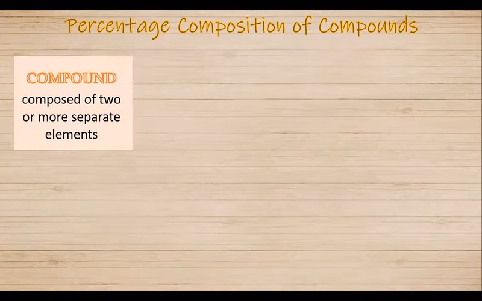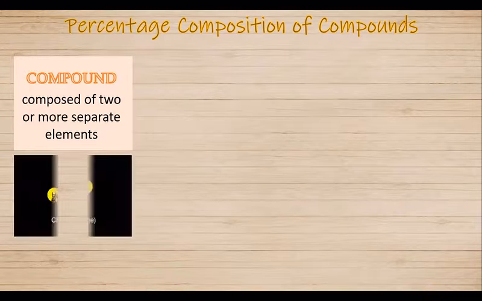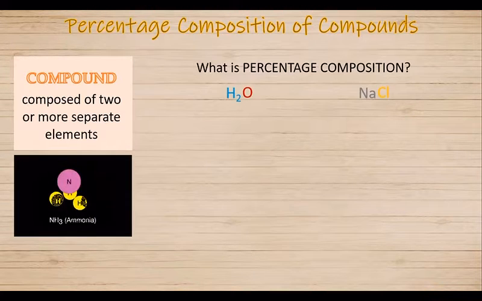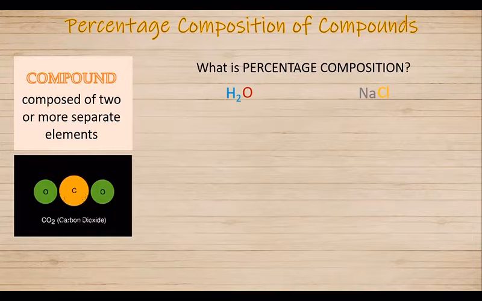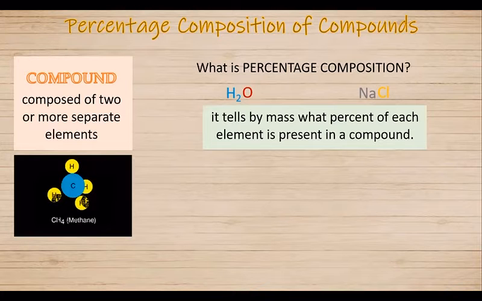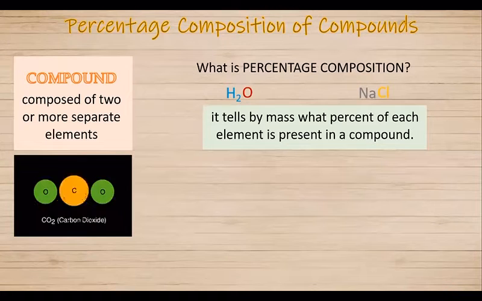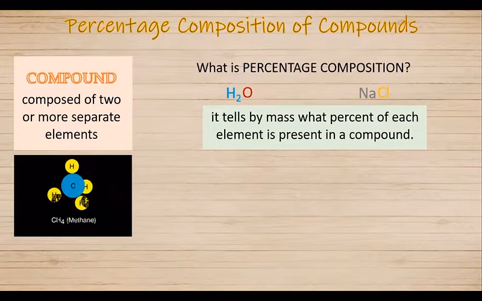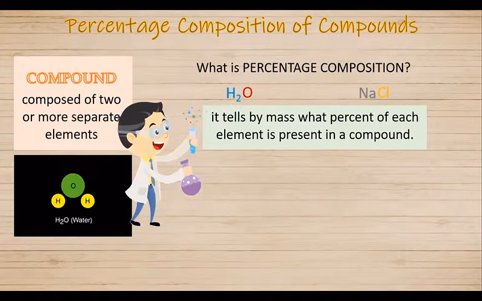Now that you really understand what is compound, let's now move on to percentage composition. Let's look again with our examples a while ago. The water and sodium chloride compound. By means of percentage composition, we can find what is percentage of each of the element that compose them. So why do we need to find the percentage? It's simply because it is necessary.